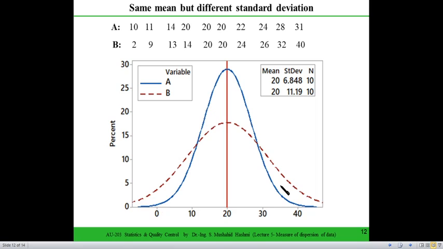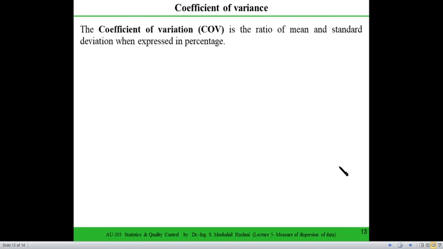So even though both data sets have the same mean, the same central tendency, the spread of the data is different. The spread gives you the distribution of the data about the mean, that is, how much it differs from the mean. So the B data set has more difference from the mean value compared with A. That is the importance of the spread of the data.